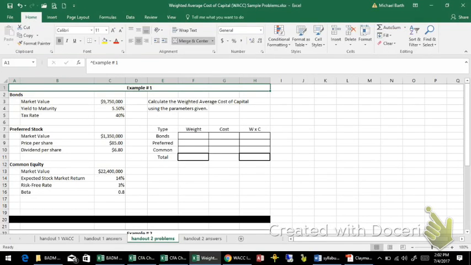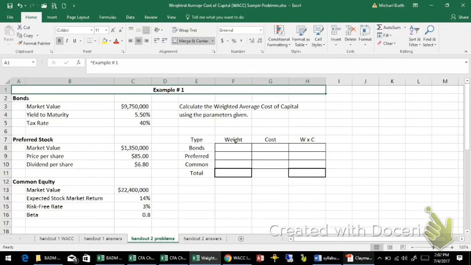Alright, this is example 1 from handout 2 problems for the weighted average cost of capital problem set. And here we're calculating the weighted average cost of capital using the parameters given. Okay, and the parameters given, you have the market value of bonds. It's how much is outstanding on the bonds.